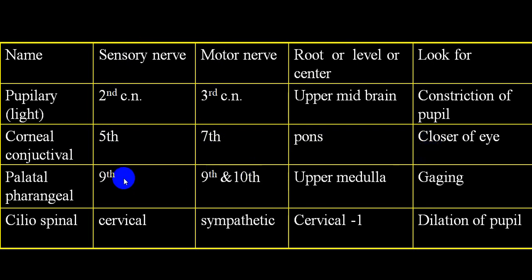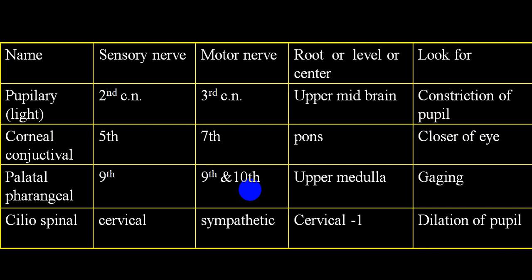While in palatal reflex, when you touch the soft palate, it is called palatal reflex. When you touch the posterior pharyngeal wall, we call it a pharyngeal reflex. The sensory pathway is mainly the 9th cranial nerve. Motor pathway is 9th and 10th, where you get contraction of the pharyngeal muscle, which is by vagus, and contraction of the soft palate, 9th plus 10th cranial nerve together.